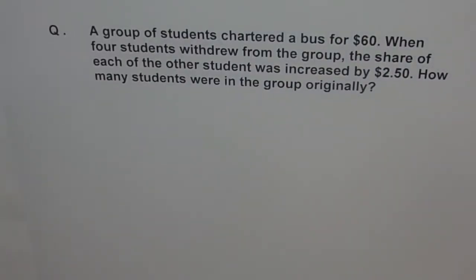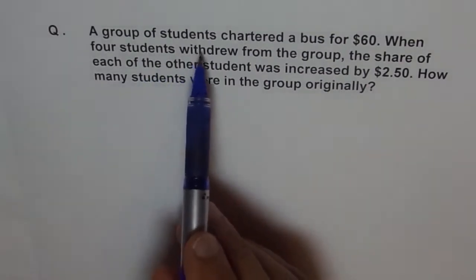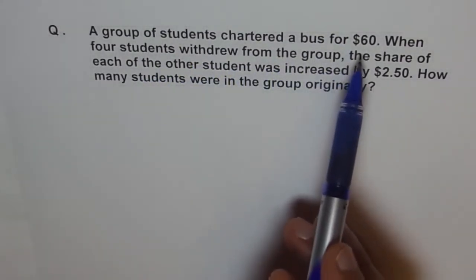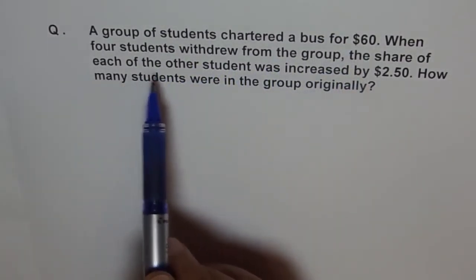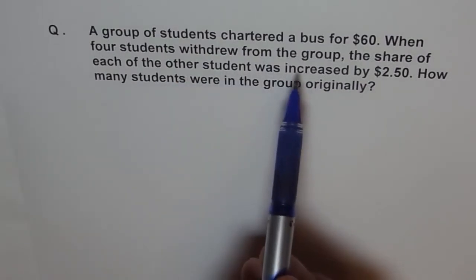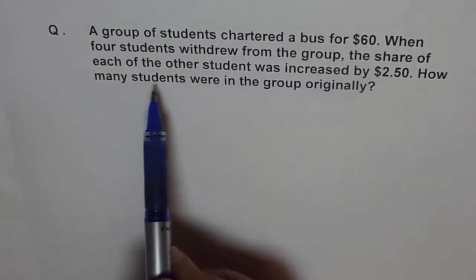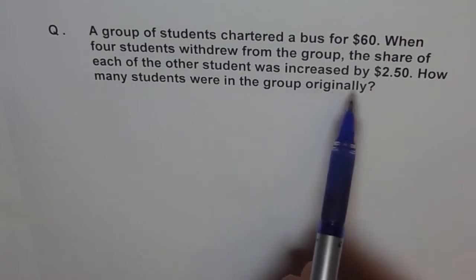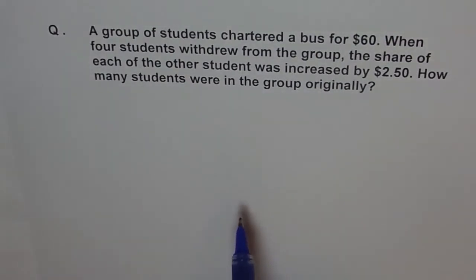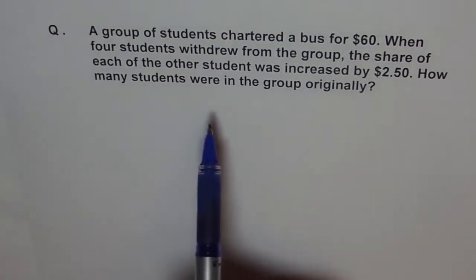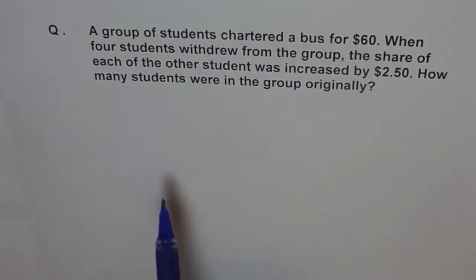Hello, under quadratic applications, here is another problem for you. A group of students chartered a bus for $60. When 4 students withdrew from the group, the share of each of the other students was increased by $2.50. How many students were in the group originally?